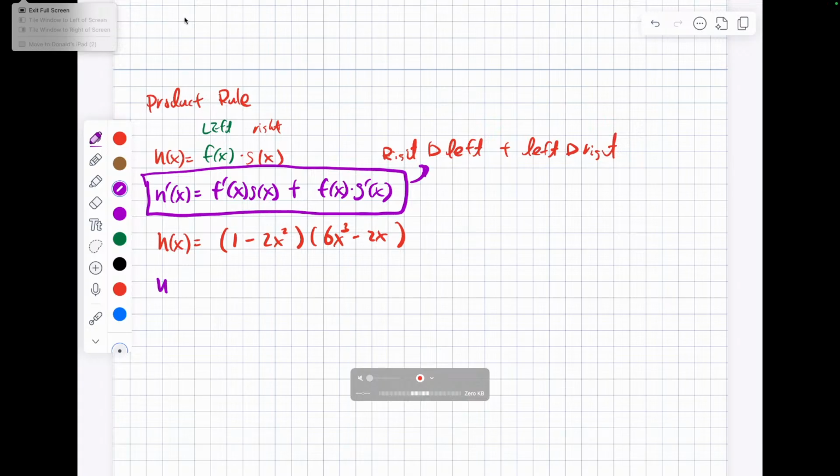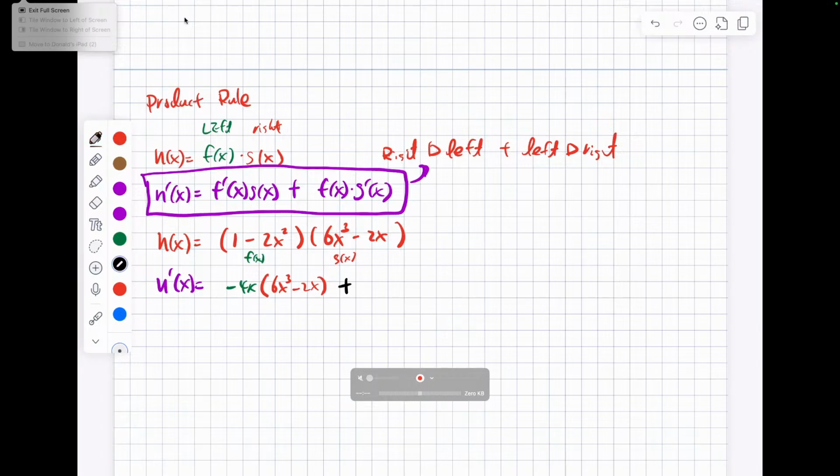Now I'm going to take a derivative of this. Realize that this is the f of x and this is the g of x. So I take a derivative of the first one. What's the derivative of the first one? Negative 4x. Good job, Andy. And then 6x to the third minus 2x. I leave the second one alone.